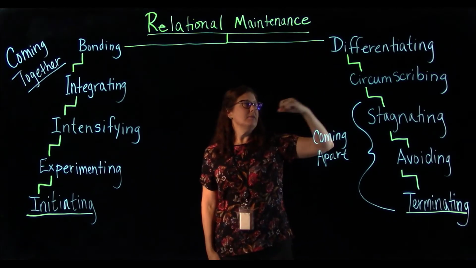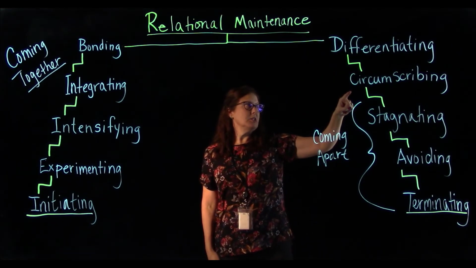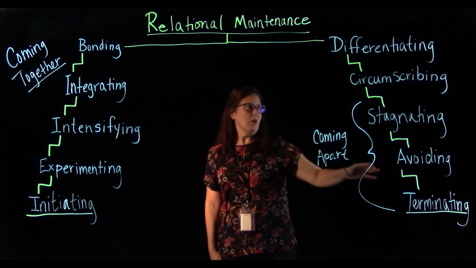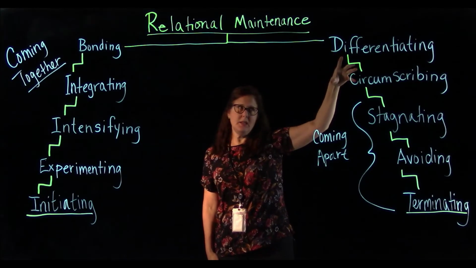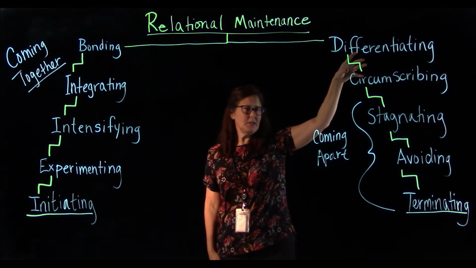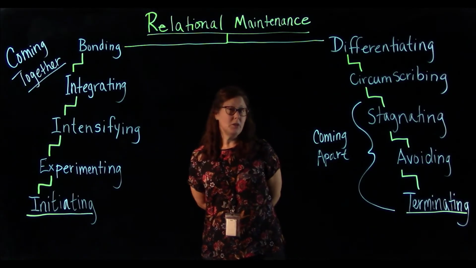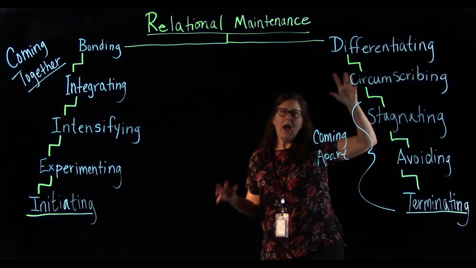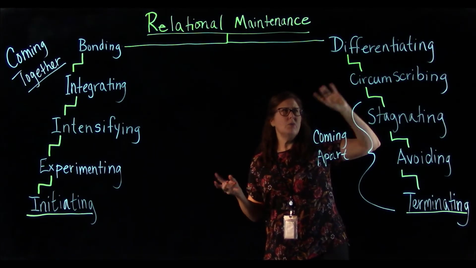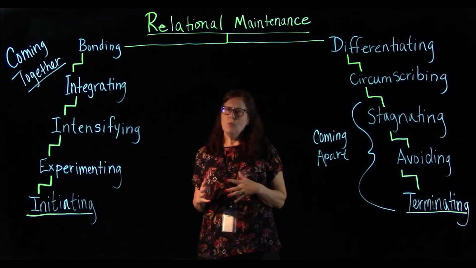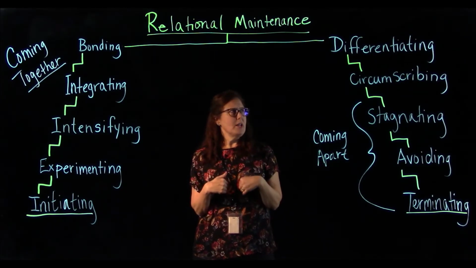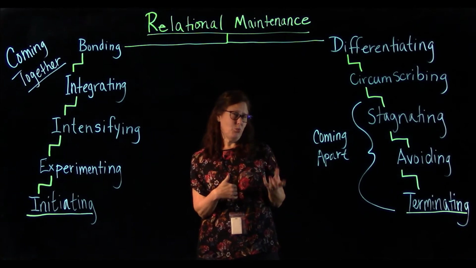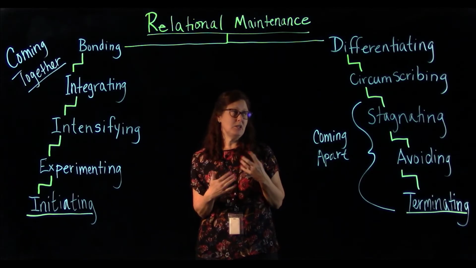This area here, differentiating and circumscribing, even though it's on the coming apart column, it doesn't have to be detrimental to the relationships. Having conversations and open communication are opportunities to talk about, so how are we alike? How are we suited? Are we compatible? You have your strengths, I have my strengths, and that's really what makes the relationship rich, and it makes it interesting and unique.